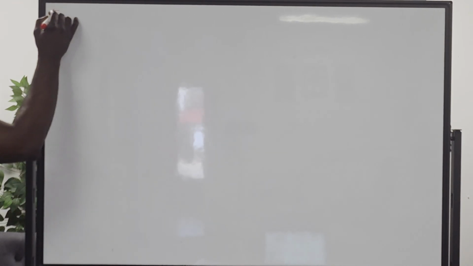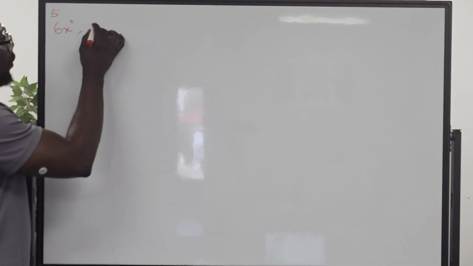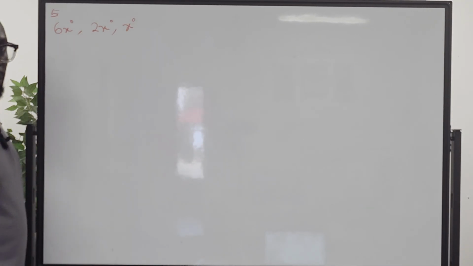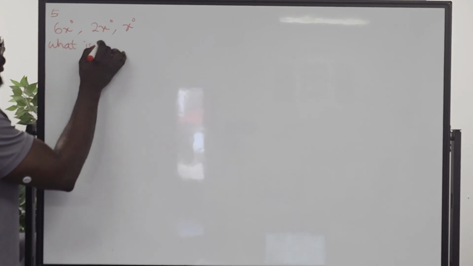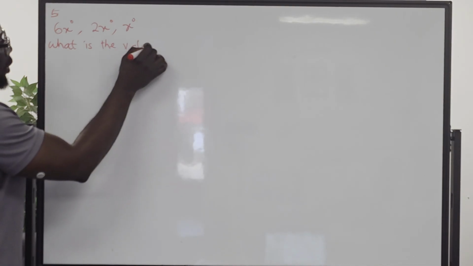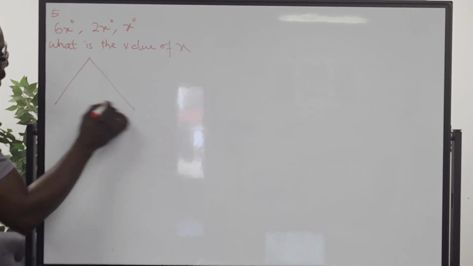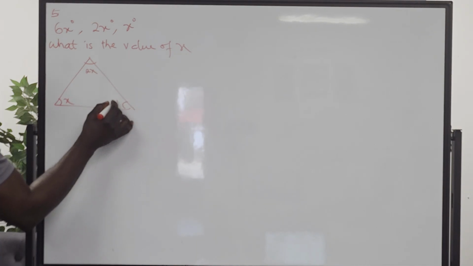Question 5 says a certain triangle has interior angle measures of 6x degrees, 2x degrees, and x degrees. What is the value of x? So this one is a very simple question. A triangle has interior angles of 2x, it has x, and it has 6x.